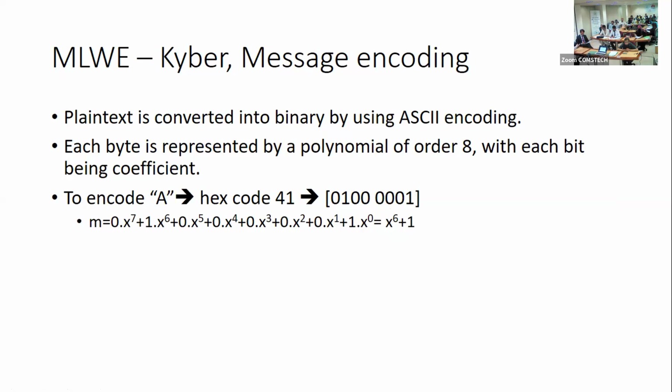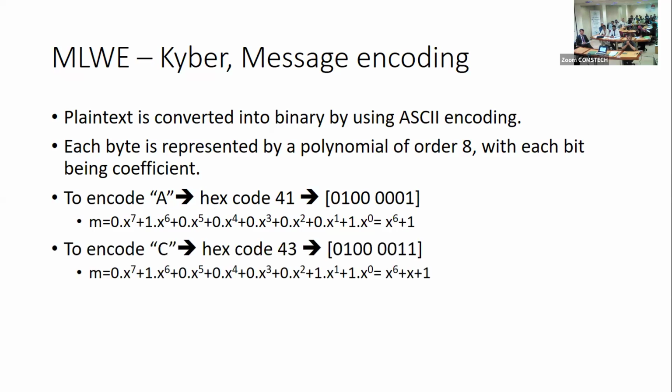Do you understand why we are using a polynomial of order 256? So this means that if I want to send A, my message will be x raised to 6 plus 1. And this is trivial. If somebody cannot understand, please raise your hand and I can explain. If you want to send C, which has hex code 43, then this is 01000011, and our message will be x raised to 6 plus x plus 1. So now instead of sending bytes, we are sending equations.